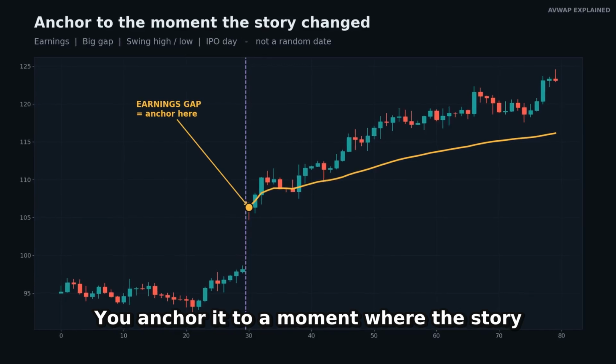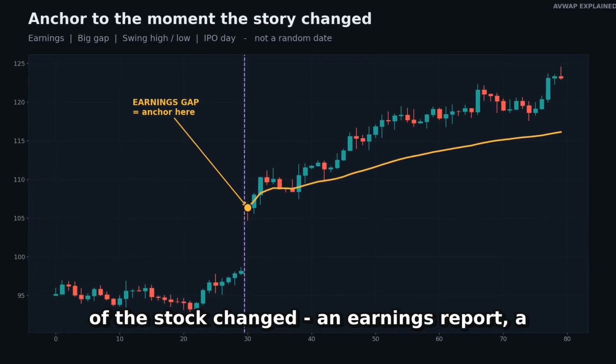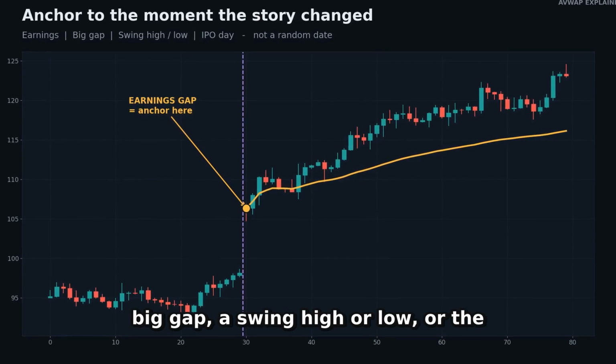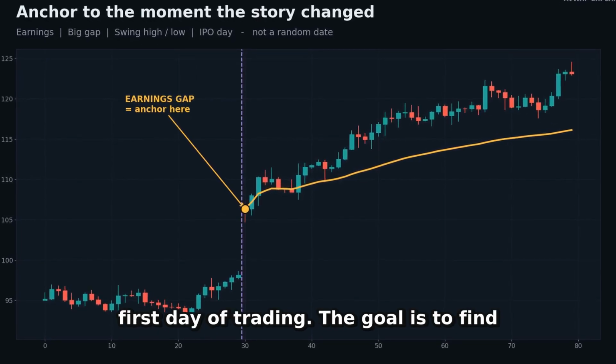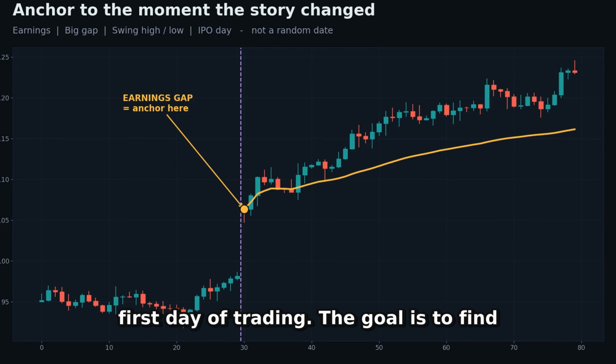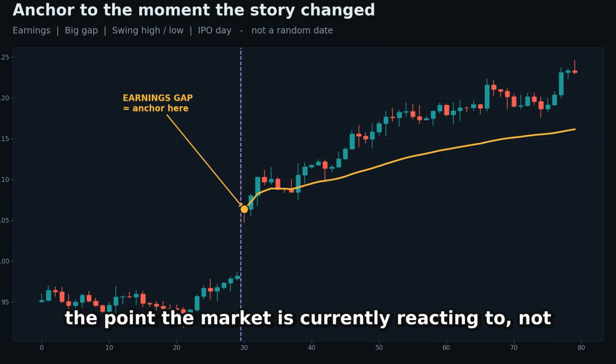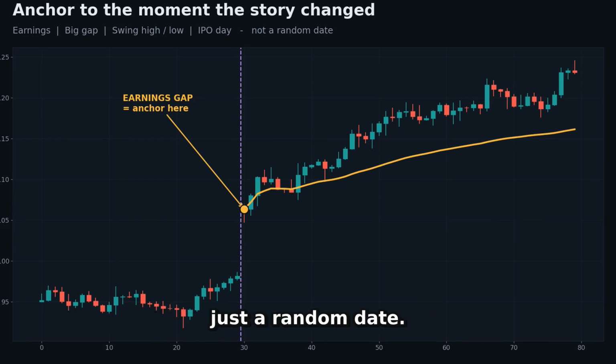You anchor it to a moment where the story of the stock changed. An earnings report, a big gap, a swing high or low, or the first day of trading. The goal is to find a point the market is currently reacting to, not just a random date.